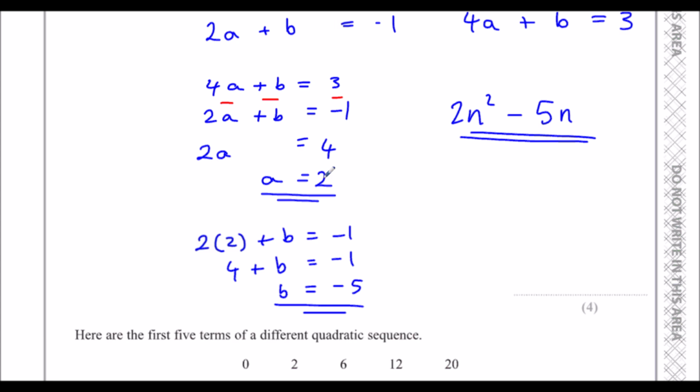And we want to know the sixth term. So the sixth term is when n is 6. So we've got 2 times 6 squared minus 5 times 6. Just type it into the calculator and it gives us our answer of 42.